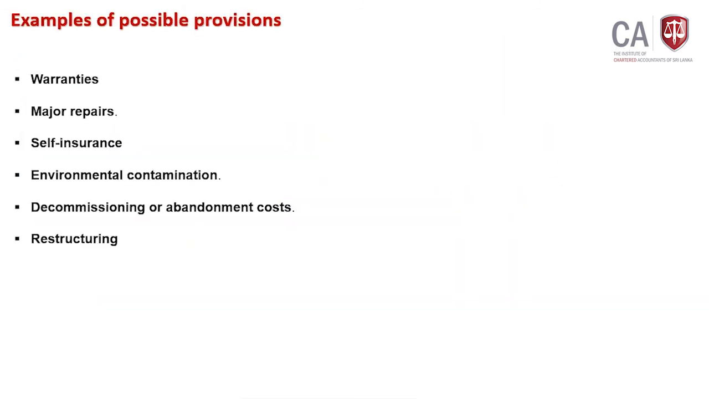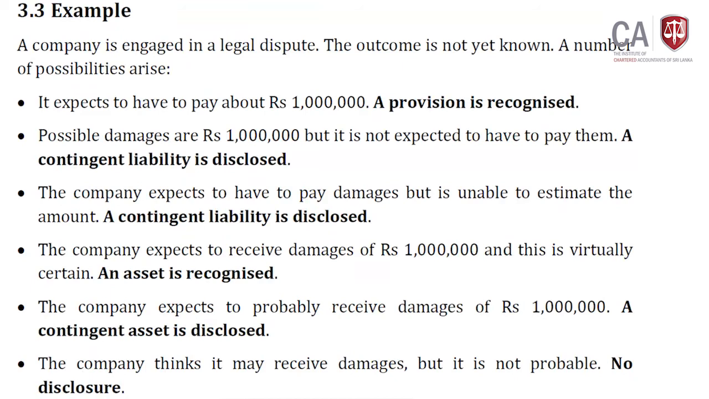Example, right? A company is engaged in legal disputes. Now we have done the theoretical part of the standard: contingent liabilities, contingent assets and provisions, the three elements we have gone through. Now it's time to discuss some examples from your study pack.